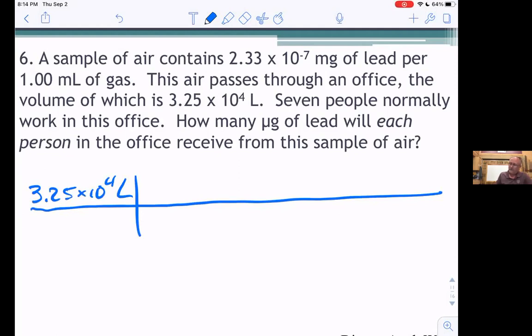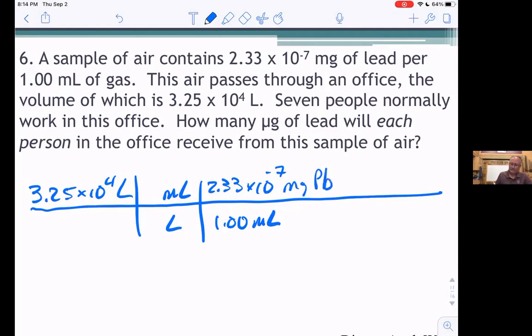And then the other thing that they give you is the density of the lead. It tells you up at the top a sample of air, or the density of the lead in air, or lead in gas. Good Lord, listen to me. A sample of air contains that many milligrams of lead per 1 milliliter of that gas. Sorry, there we go. So it's just milligrams per milliliter, but here I have liters, so I can't use that conversion factor. So what I need to do is change liters to milliliters, and then I can use that 1.00 milliliters is 2.33 times 10 to the negative 7 milligrams. And I'm going to write the symbol for lead as Pb.